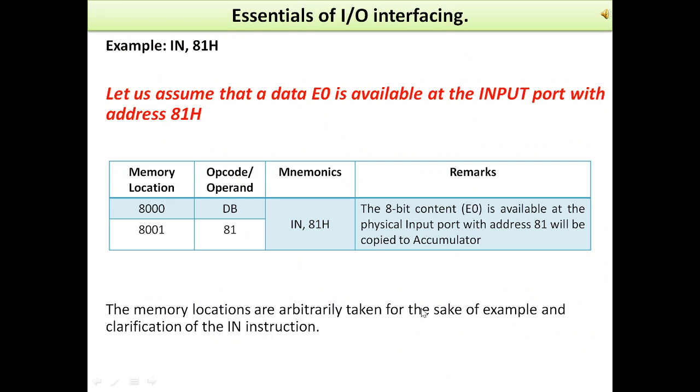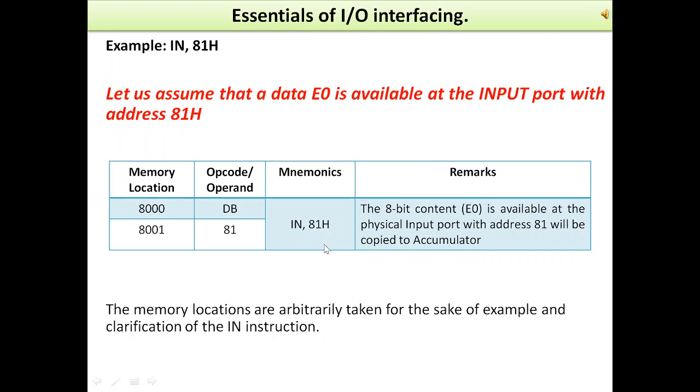Similarly, let us try and understand the IN instruction. In this example, we have the address 81 hex. Here IN is the operational code, or the instruction that needs to be executed, and 81 is the physical address. Now let us assume that it has been written at memory locations 8000 and 8001, where DB is the operational code of IN and 81 is the physical address.